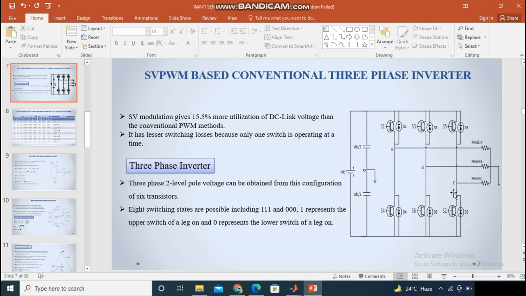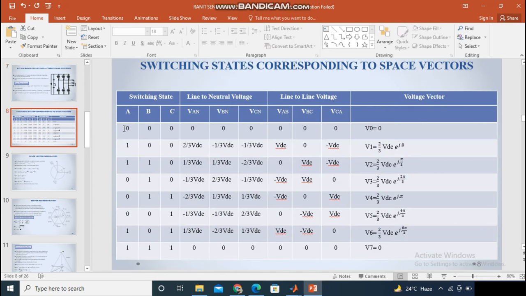So on the right hand side you can see a three phase inverter circuit is shown, and we know that there are 8 switching states possible including 111 and 000. The 8 possible switching states are 000, 100, 110, 010, 011, 001, 101, and the final one is 111. So 1 represents the upper switch is on and 0 represents the lower switch is on.